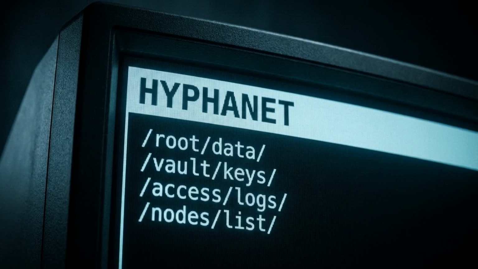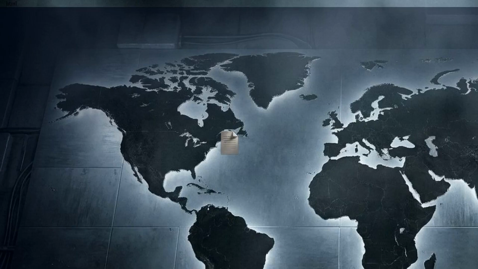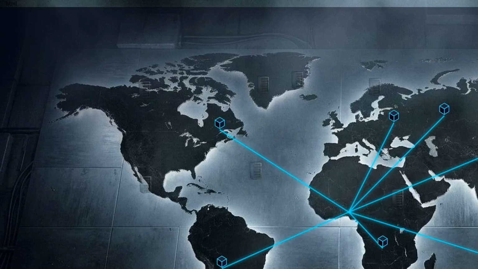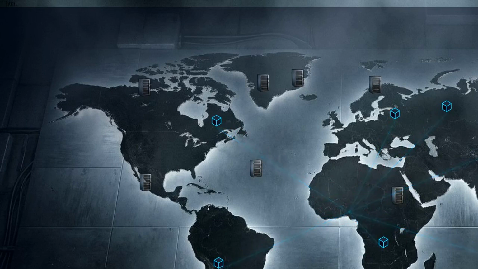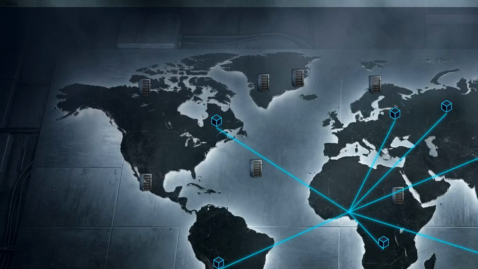Finally, we have Hyphanet, formerly known as Freenet. It ignores live interactive browsing entirely, focusing instead on static data storage and censorship resistance. When a user uploads a file to Hyphanet, the network fragments and encrypts the data, scattering those pieces across the allocated hard drives of participating peer nodes around the world.